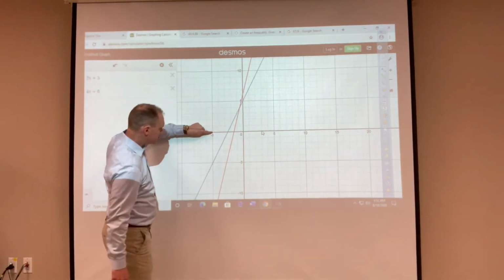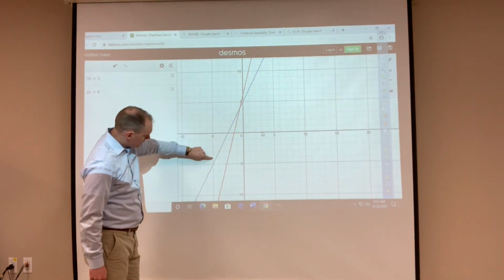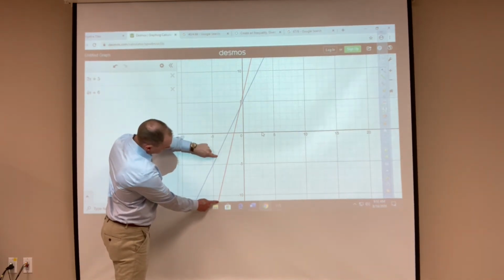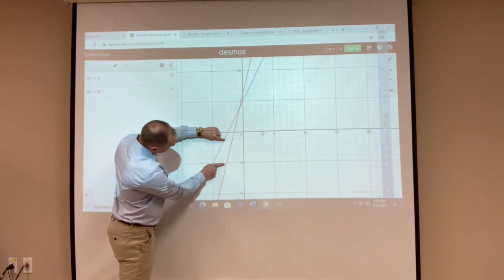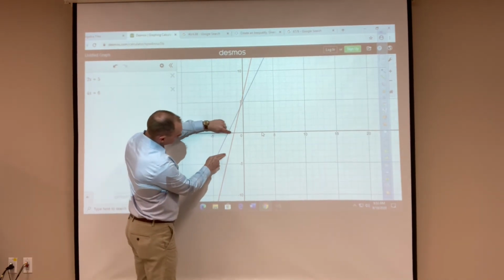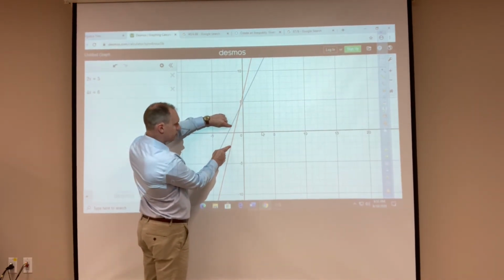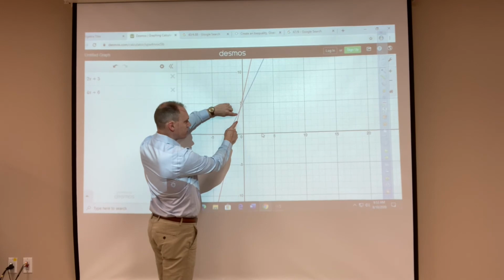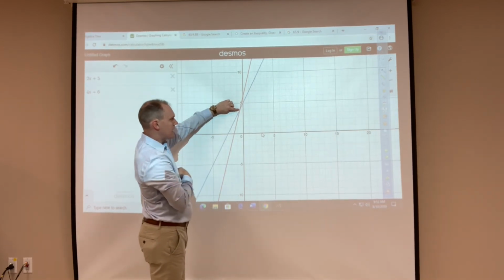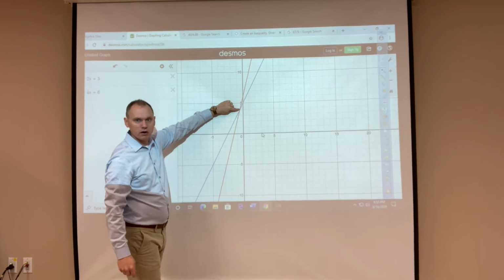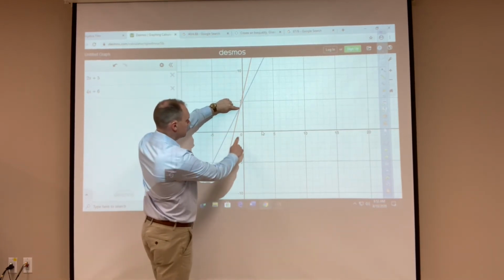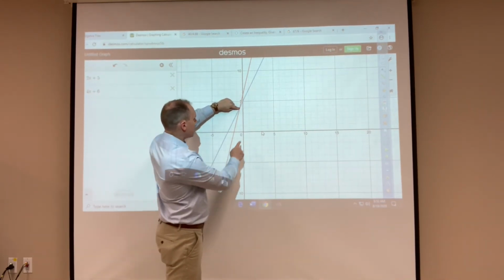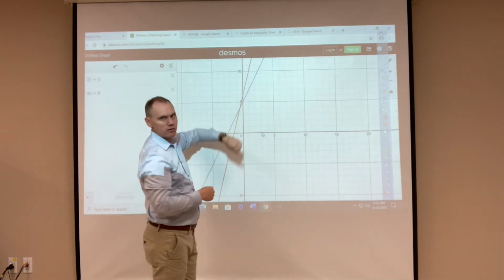Well, how about negative 5? At negative 5, is the blue one above the red one? Yes. How about negative 4? Yes. At negative 3? Yes. Negative 2? Yes, the blue one's still above the red one. At negative 1, the blue one's still above the red one. How about negative 1/2? Okay. At negative 1/2, the blue one and the red one are equivalent. So at negative 1/2, the blue one is not greater than the red one. How about if we go on to 0? Oh no, the red one's now greater than the blue one.